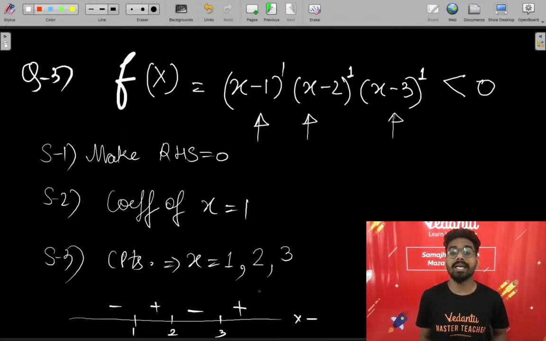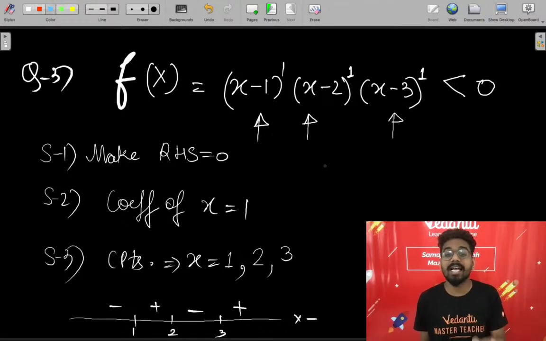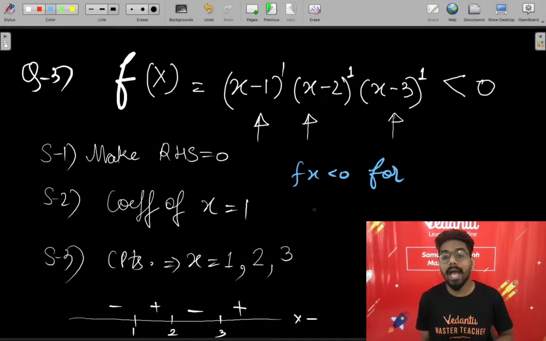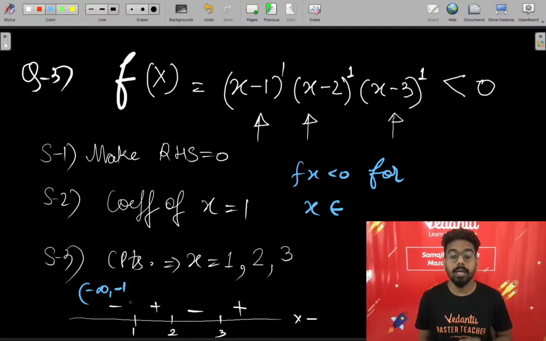And now the question is, what does the sign say? Where the function is less than 0 will have the negative sign. Where the function is positive will have the positive sign. So we can say f(x) is less than 0 for x belongs to, for which values of x? This will come as minus infinity to 1. Now infinity and minus infinity are never included. Where there is no inclusion, we will use parentheses.